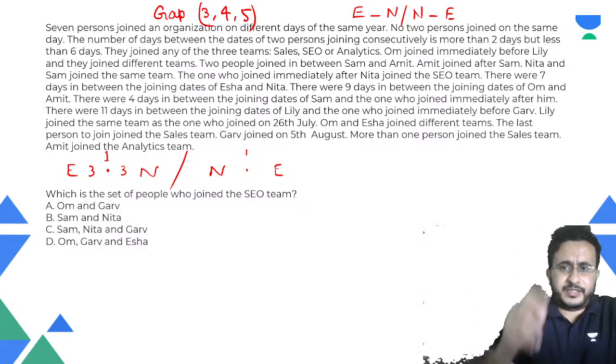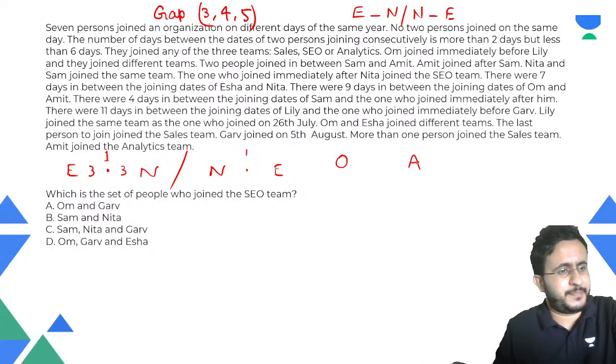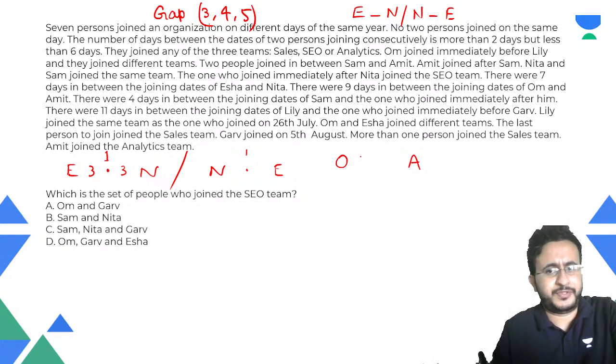Now similarly, there were 9 days in between the joining dates of Om and Amit. So for Om and Amit, what is the gap between them? 9 days. Can we put 3 people, meaning 2 people?